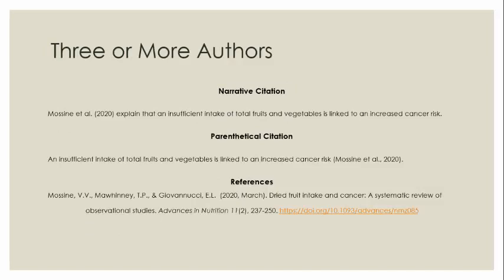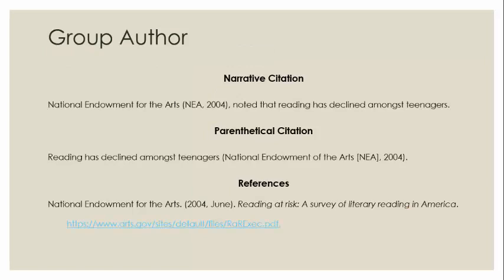For a source with 3 or more authors, include the last name of the first author, then add et al., which stands for and others. This slide shows the title as the author. If the author is anonymous or the author is an organization, use the title or organization as the author.